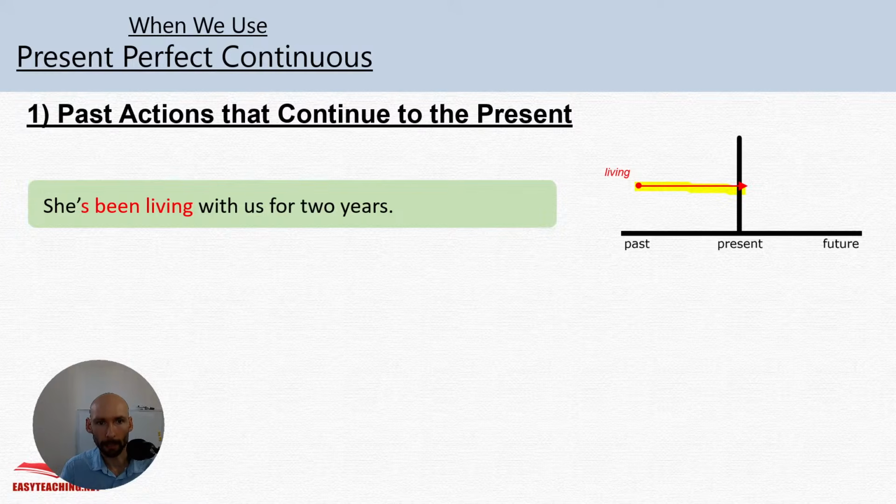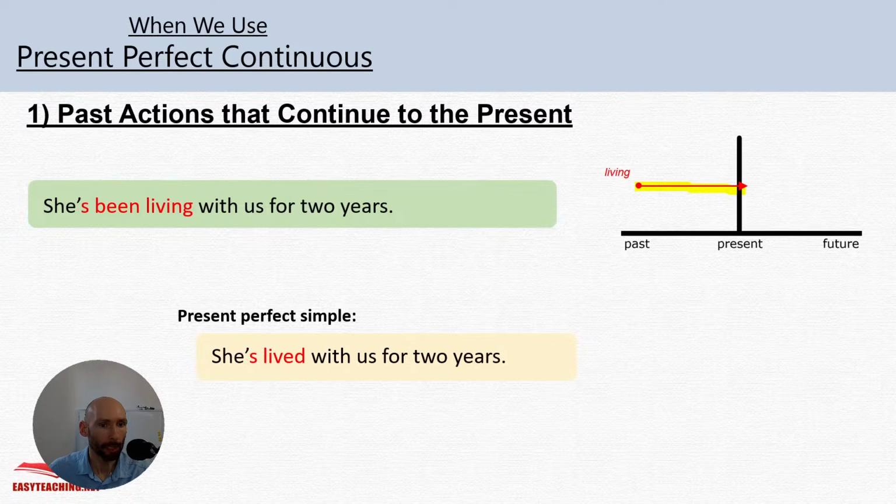Let's have a look at this sentence if it was written in present perfect simple tense. She's lived with us for 2 years. The meaning is similar because you might remember present perfect simple is used to talk about life experiences. She has lived with us for 2 years. So, is there a difference in meaning between these 2 sentences? Take a moment to read them again to yourself. See if you can hear whether or not there's a subtle difference between what is meant.